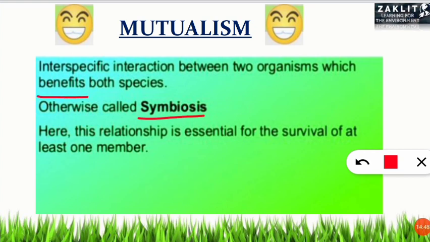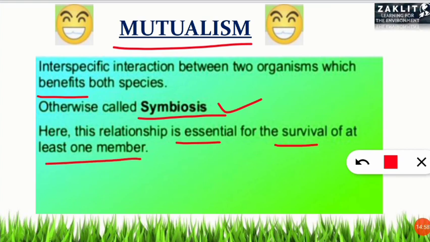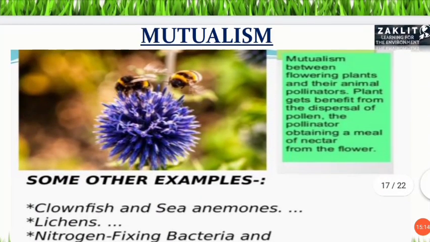Otherwise it is also called symbiosis. So symbiosis is, we can say, a synonym of mutualism kind of interaction. Here the relationship is essential for the survival of at least one member. So this interaction is a must because of survival of at least one member. Let's move on and see the example of mutualism.